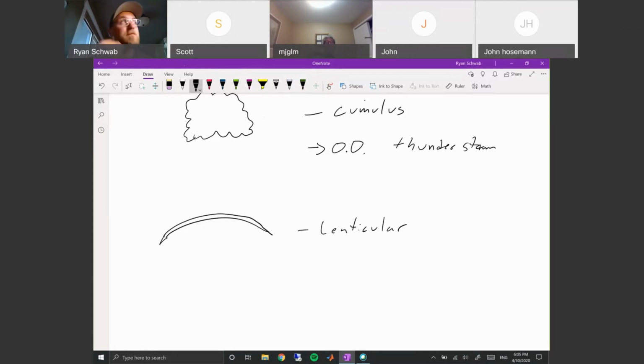These can stand alone up in the air, but more often you'll see what's called mountain lenticular, where they're literally going right over the peaks of mountains. You'll see this a lot at Big Sky if you're ever in that area on a super windy day. You see these standing mountain lenticular.